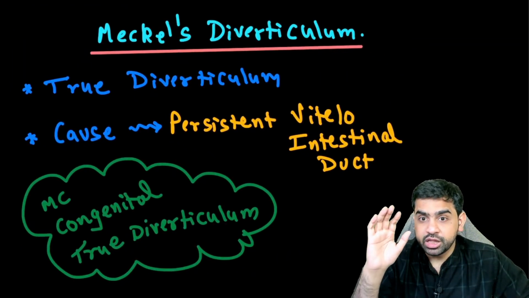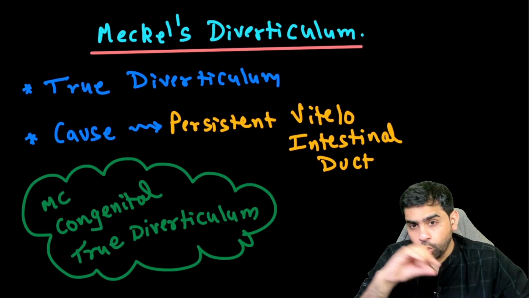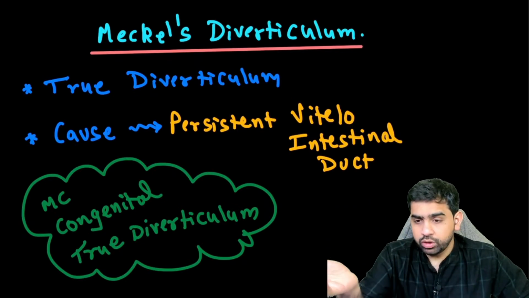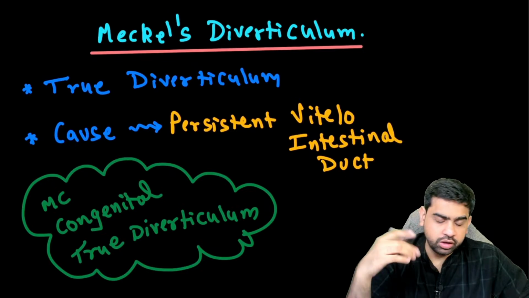Meckel's diverticulum is basically a true diverticulum. So what happens over here? All the 3 layers of the intestine are dilated. That's all fine. Now, what is the cause of this? Persistence of the vitelline duct, the vitellointestinal duct, and everything.